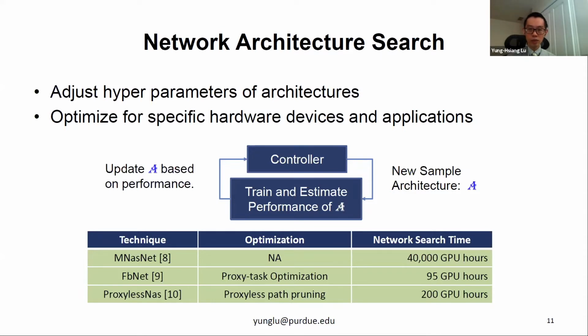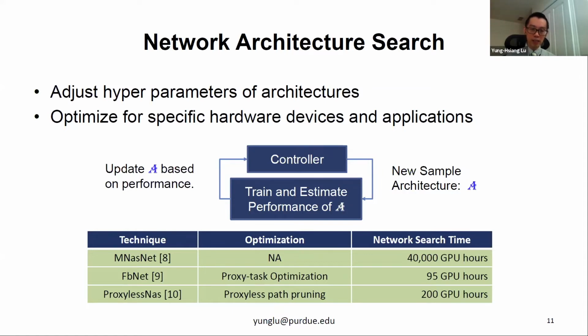Then the controller will train the network using this architecture, then evaluate the performance. This process can iterate many times to find a smaller network that can still obtain the desirable level of accuracy. This method is usually used to optimize for a specific hardware device or application. Imagine you have different kinds of phones with different characteristics, different amounts of memory, different processors. This method can be used to optimize for different architectures.